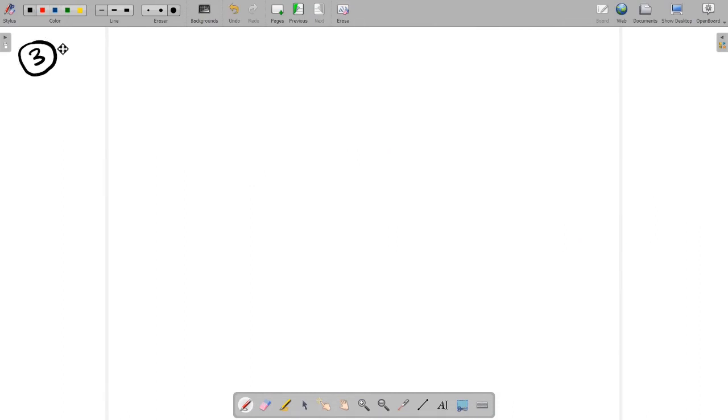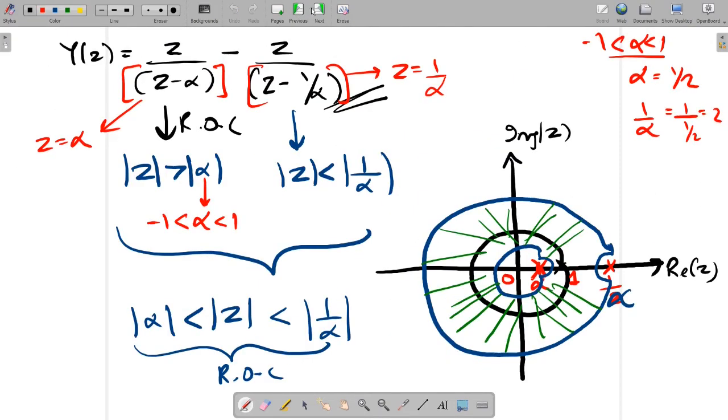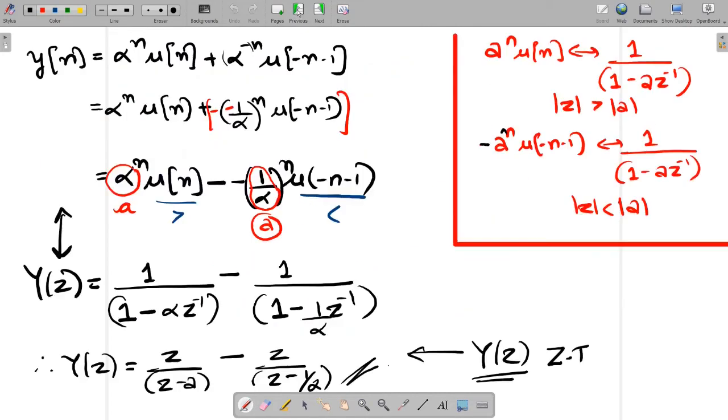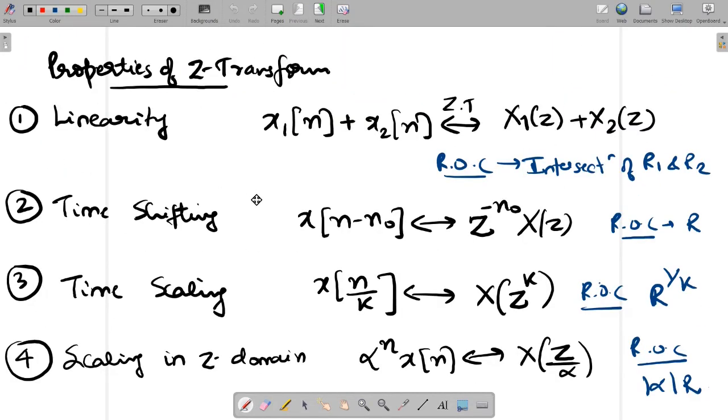Sum number 3 please. y of n is equal to minus 1 by 3 raised to n u of minus n minus 2. Find y of z. Fine. So, in the earlier two sums which we had seen, this is property number 1 please, linearity property. Now, we are seeing the next property, that is time shifting property.